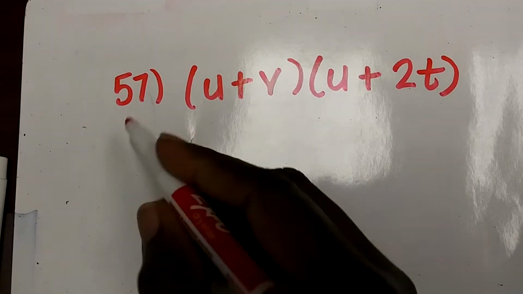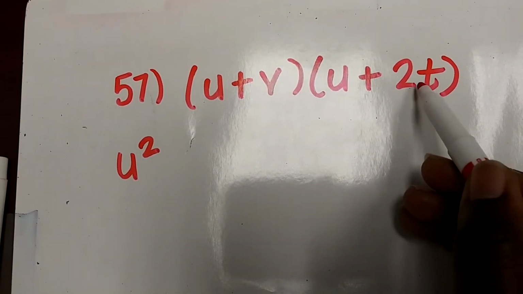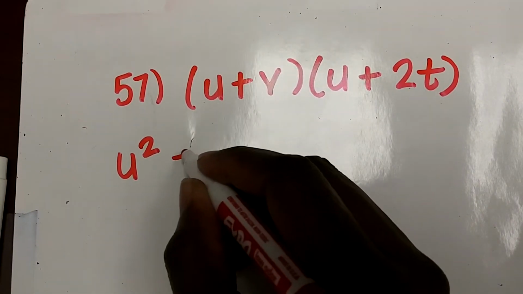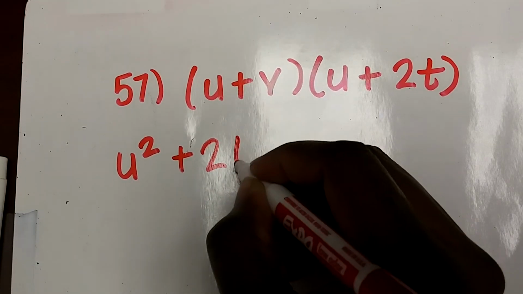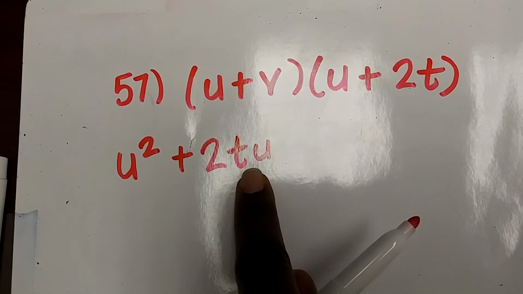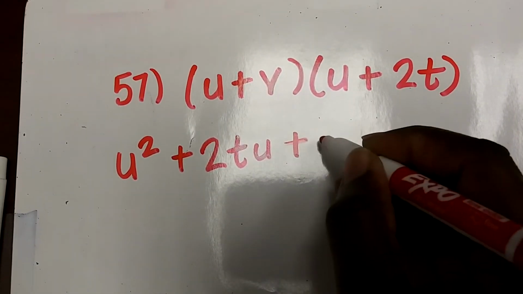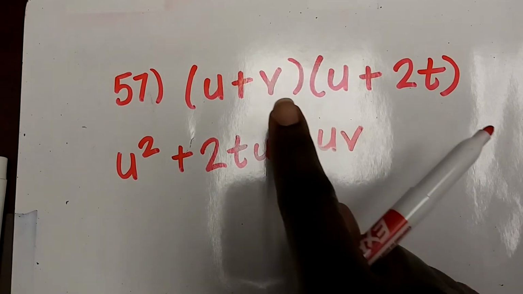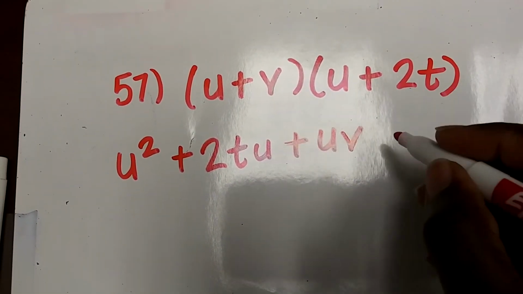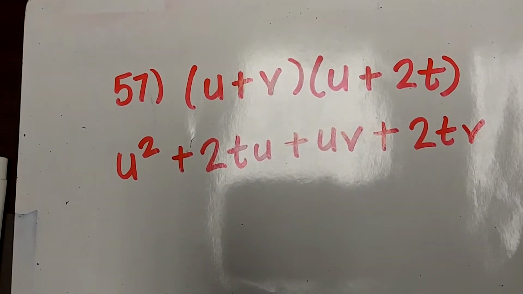U times U is U squared. U times 2t is positive 2tu. And I do tell students to usually put your answers in alphabetical order because that helps you when you're combining like terms. So just put it in alphabetical order. V times U is UV. Last, V times 2t is positive 2tv.